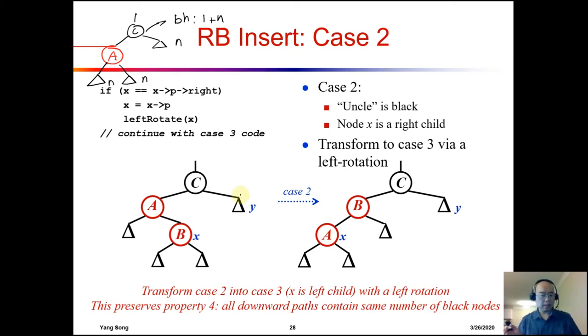You may ask, it doesn't really solve the problem. On the left side, we have two consecutive red nodes, A and B. After the left rotation, we have two consecutive red nodes again, B and A. So we didn't solve any problem. However, we have transformed case 2 into case 3. Case 2 itself doesn't solve the problem; we are still violating the rule. However, we are going to move on to case 3.